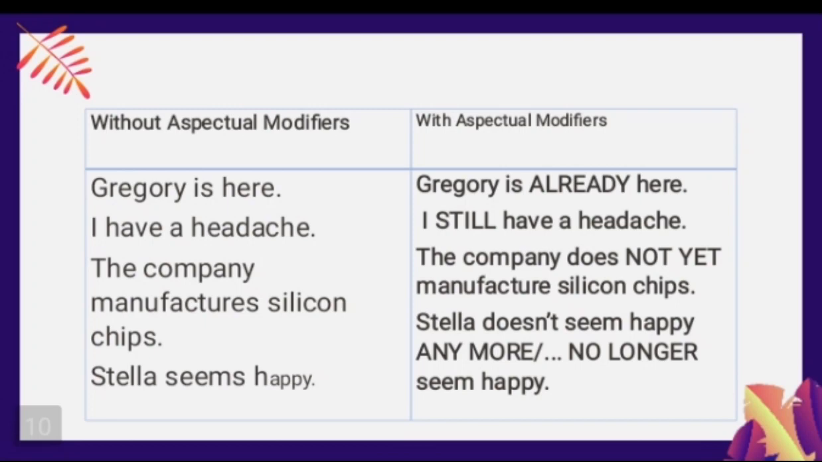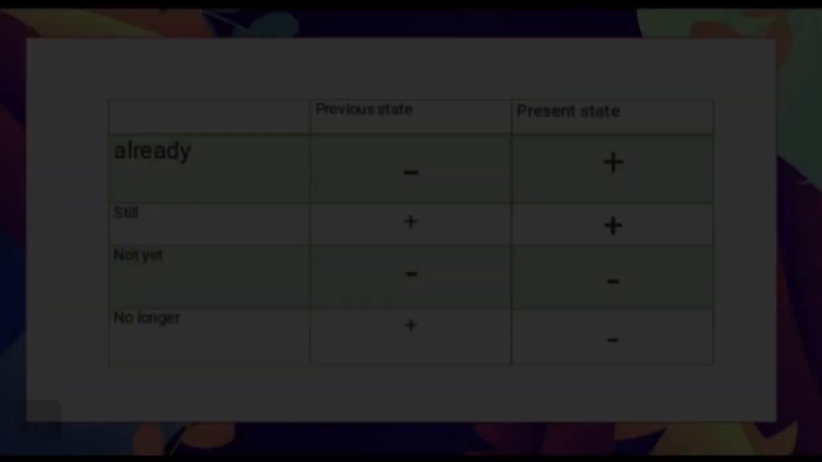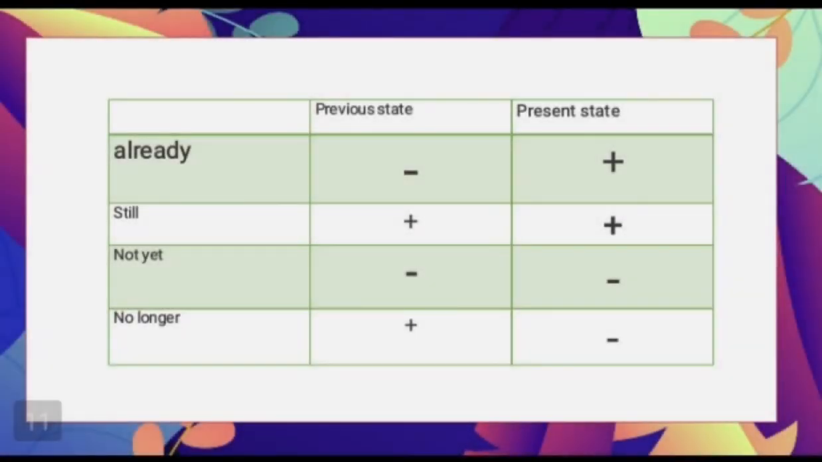And we notice the difference between without aspectual modifiers and with aspectual modifiers. Now we compare the previous state and present state. When we say already, its previous state is negative, then its present state is positive. As well as still, it is both positive. In not yet, it's both negative, and also no longer, it's positive and negative.